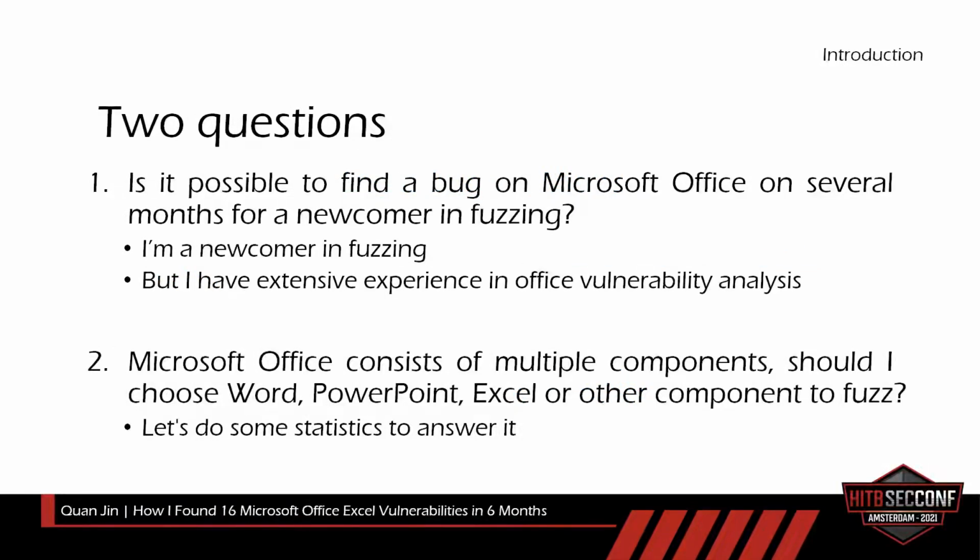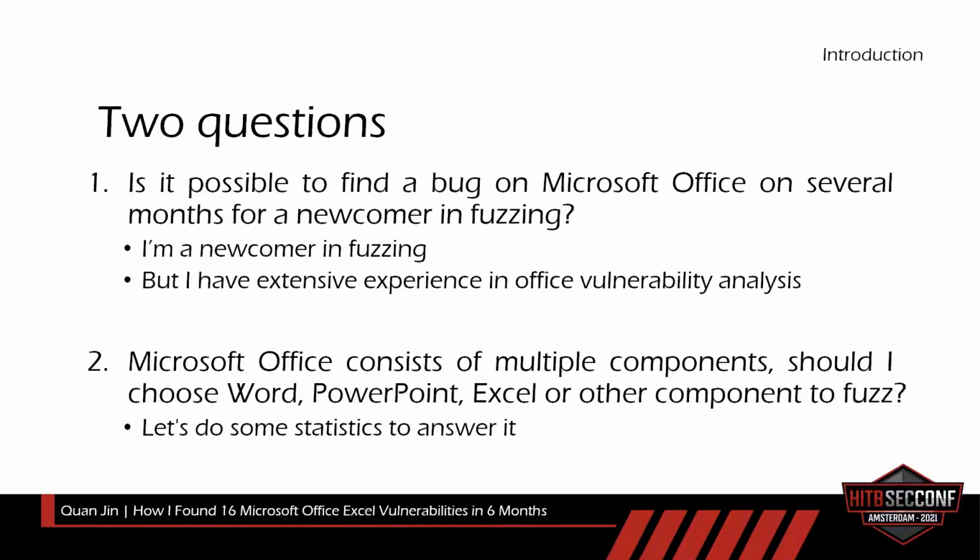It seems that Microsoft Office is a good candidate for me, but there come 2 questions. Number 1, is it possible to find a bug in Microsoft Office in several months for a newcomer in fuzzing? Number 2, Microsoft Office consists of multiple components. Should I choose Word, PowerPoint, Excel, or other component to fuzz? Let me first answer the first question. I am a newcomer in fuzzing, but I have extensive experience in Office vulnerability analysis, so it's possible for me to find a bug in Microsoft Office.